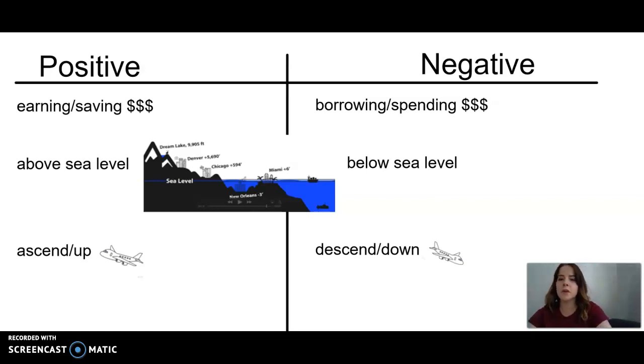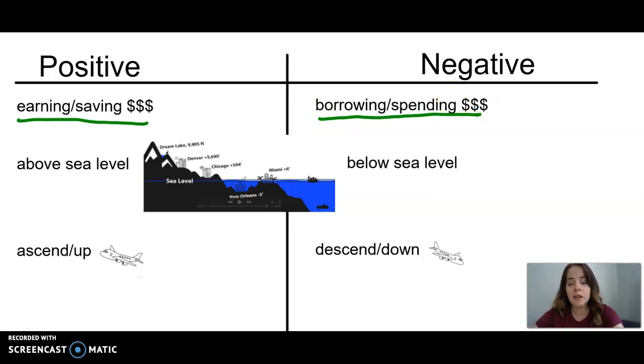So for positive numbers, we have things like earning and saving money. If I earn $5 from mowing the lawn, or if I save $10 a week from my paycheck, those types of things would represent a positive number. But borrowing or spending money would be considered negative. If I borrow 10 bucks from a friend, or if I spend $3 in the vending machine every day, or if I owe someone money, debt, those types of numbers for money represent negative numbers.